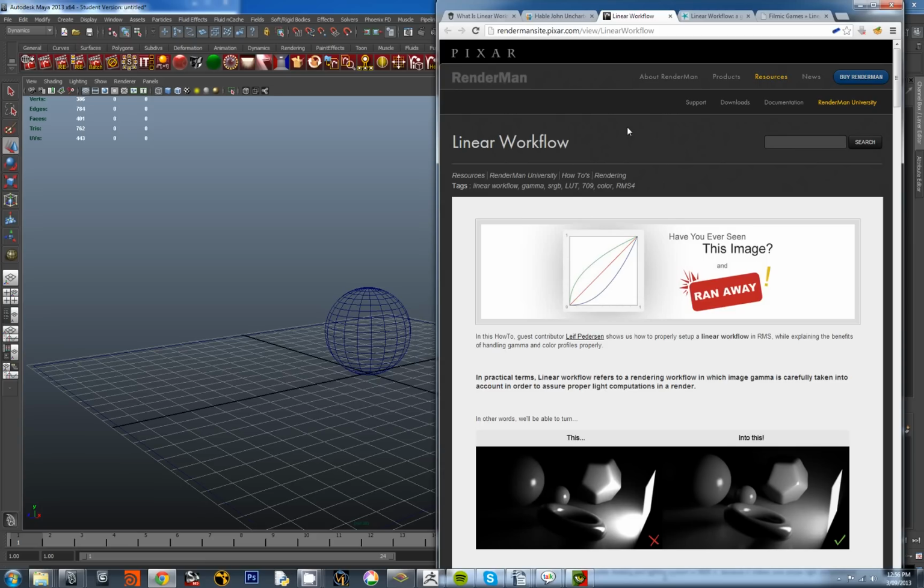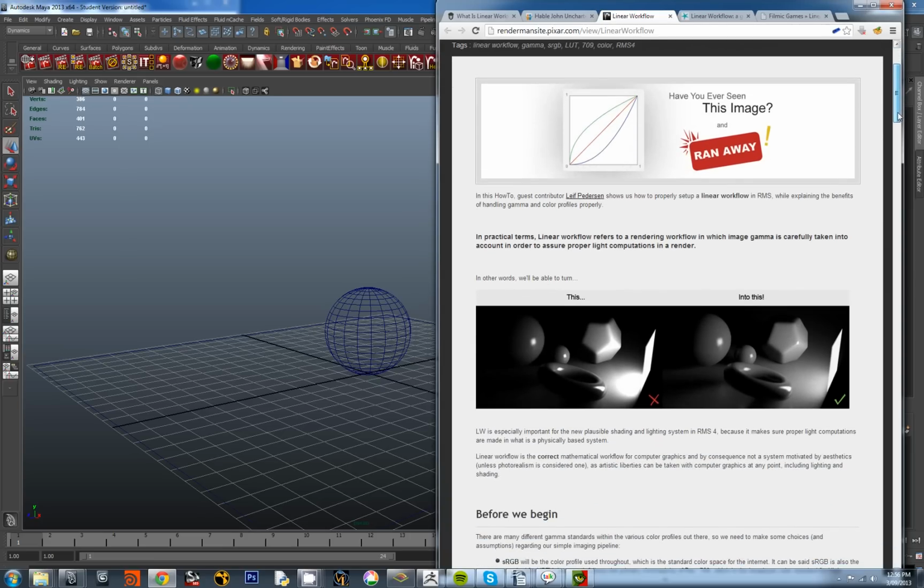Okay, question number one. What is a linear workflow? One of the best places I find for a lot of resources about rendering and lighting and these kind of general issues of computer graphics is within the Pixar Renderman website. A lot of you using Renderman would actually know these resources pretty well. So one of the best resources you can have a look at about this subject is Leif Pedersen's discussion on linear workflow here in Renderman University. So let's have a look.